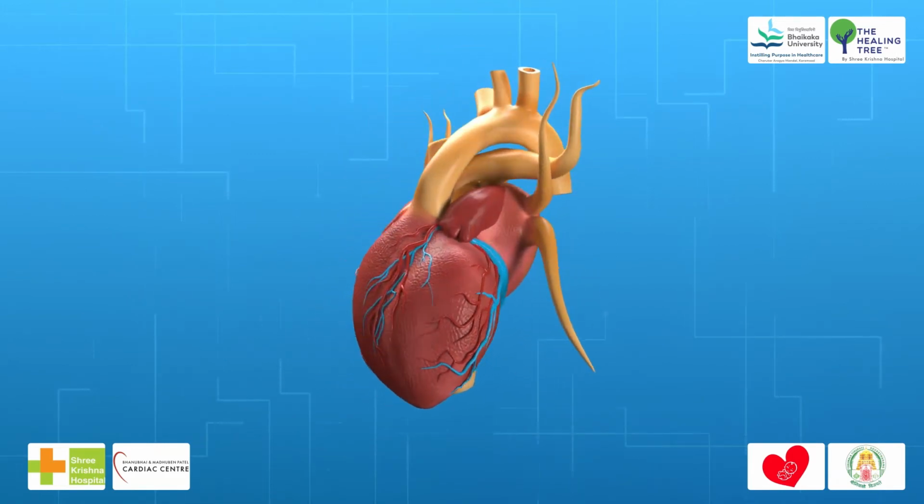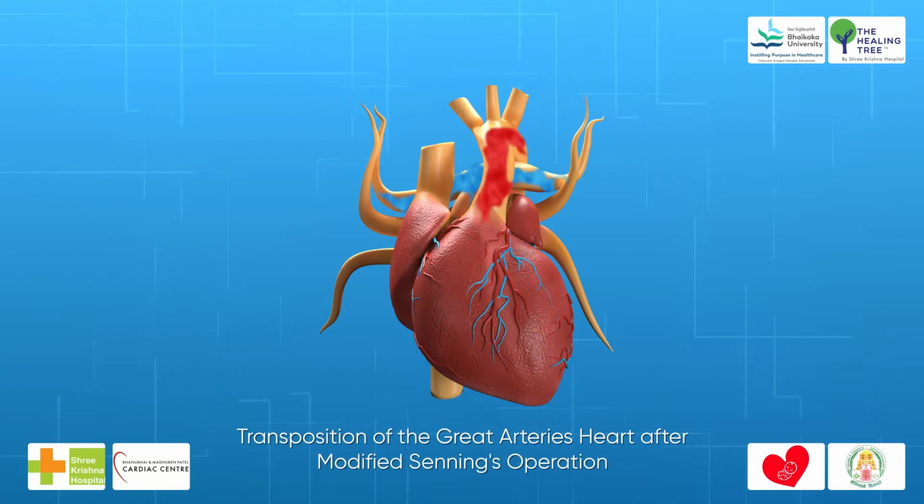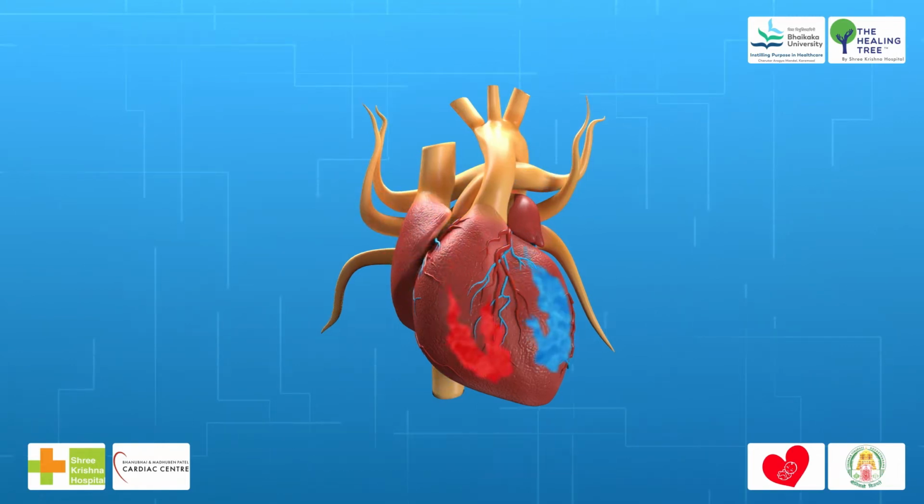Normal structure of the heart and circulation of blood. Transposition of the great arteries, structure of heart after modified Senning's operation. Red dotted line indicates pulmonary venous baffle. Blue dotted line indicates systemic venous baffle.